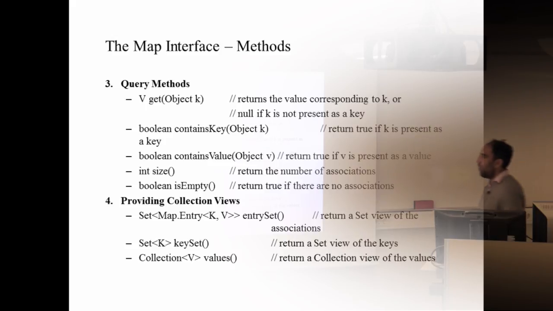And then we have these collection view methods that I was talking about. Although Map doesn't implement the Iterable interface, you can use these methods to get a set view. The return type here is a Set, and we know that Set is a subtype of Collection, and Collection implements the Iterable interface. So that's why, on the object that you get from here, you can call the iterator method, and that iterator method will return you the iterator object.